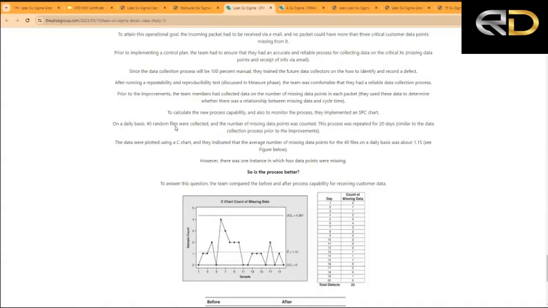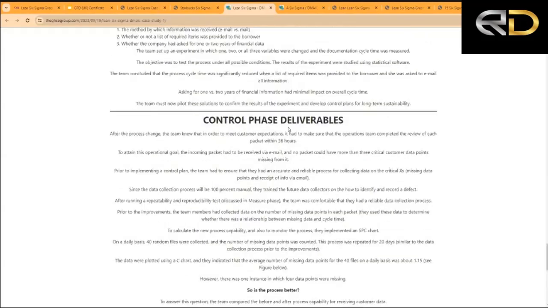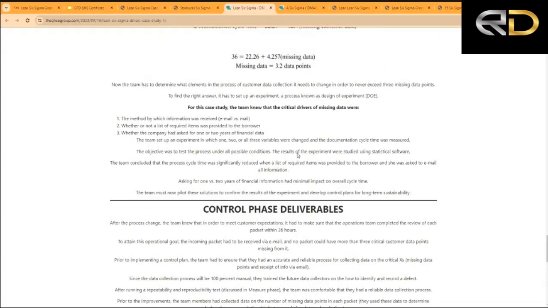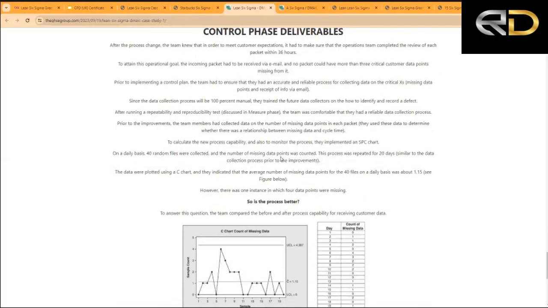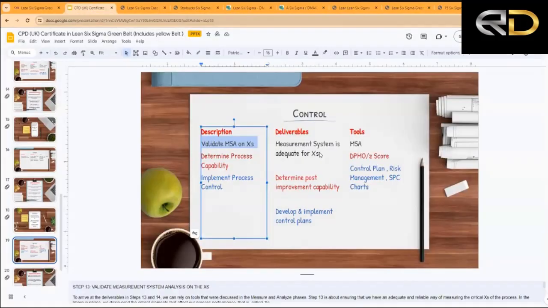So on a daily basis, 40 random files were collected and the number of missing points was counted. Because that is what you're doing, counting missing data points. All this improvement idea is to reduce missing data points on the application file. So for 20 days, we are validating the measurement system on those X's. This process was repeated for 20 days, similar to the data collection process. And this data was plotted using a C chart to indicate the average number of missing data points for the 40 files on a daily basis. And sure enough, it was 1.15. So that means, yes, indeed, these X's have been controlled.